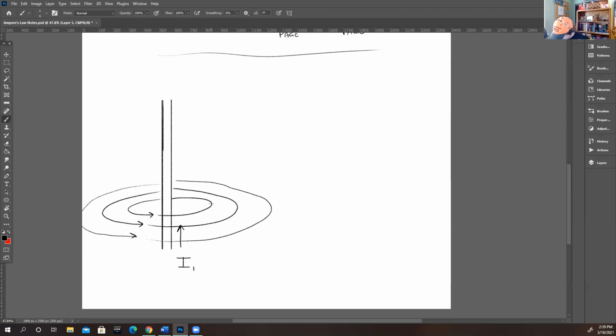But if I were to look at the very edges of the wire, this path right here, that's how I can say on the right side of this wire, the field is going into the page. That one's not that clear. And on the left side, they're coming out of the page.